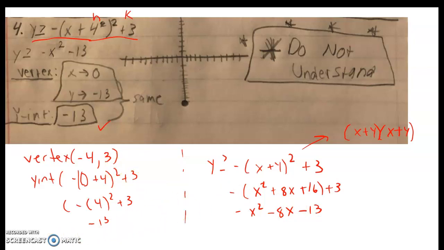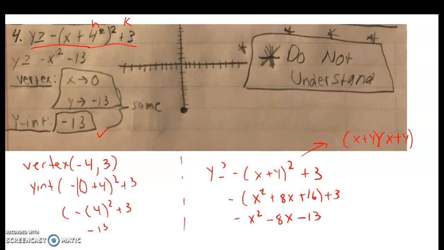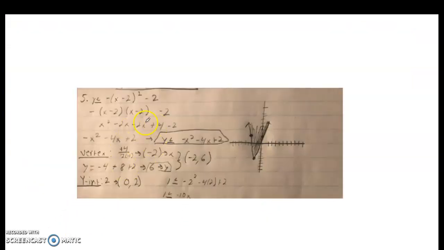Let's check out the next one. So the next slide, let's see if you did the same thing. So you knew to multiply it. You got negative x squared minus 4x plus 4 minus 2. That's great.